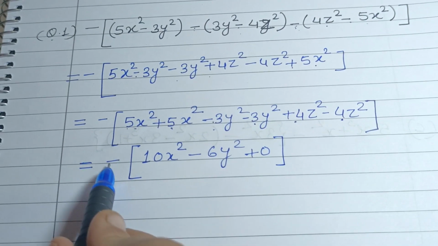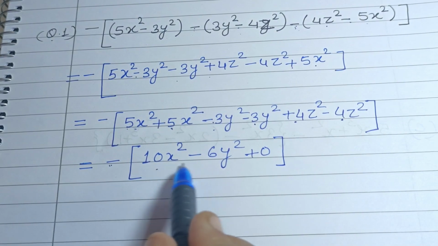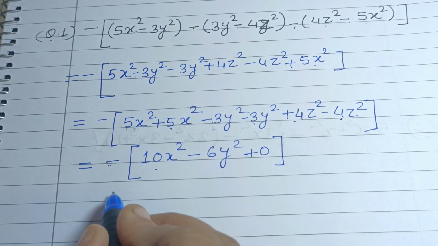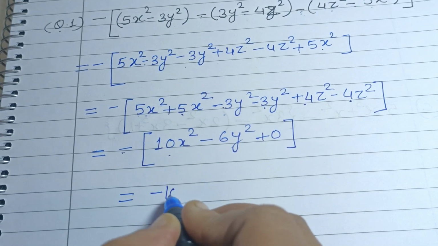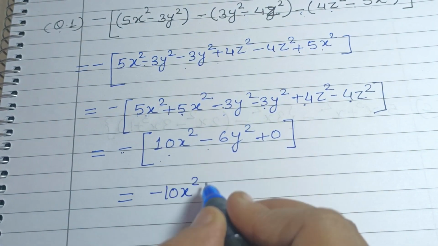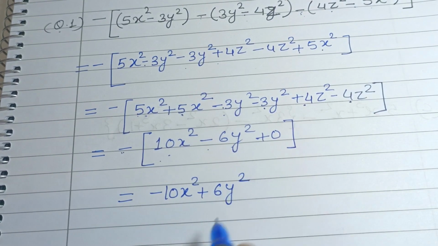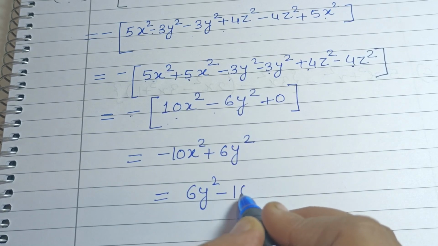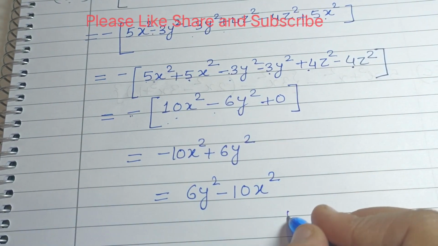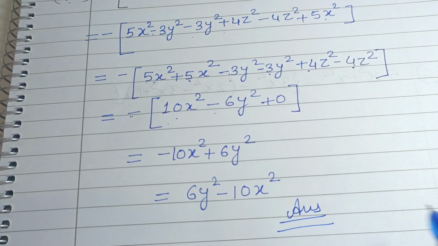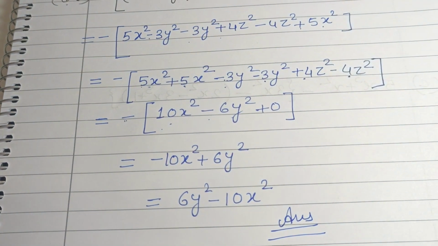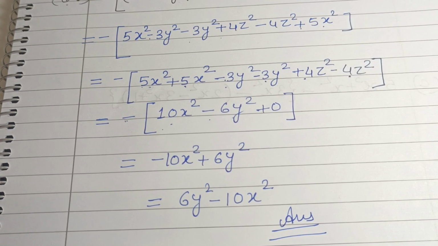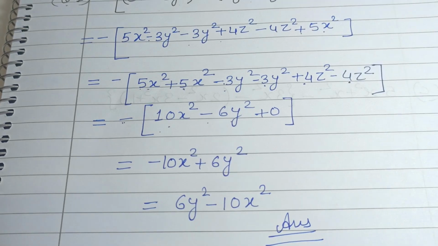Now I need to multiply both these terms with this minus sign. What will it come? Minus 10x square, and minus minus plus 6y square. So finally what are we going to get? 6y square minus 10x square. So this will be the answer we get after the solution. I hope you all have understood how to apply the BODMAS rule in this case. Now let us move on to one more problem.